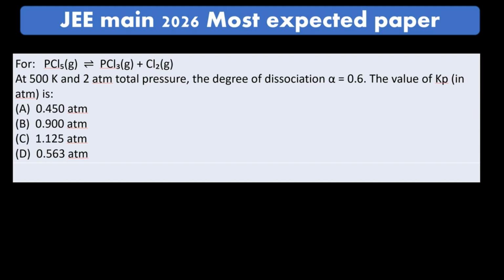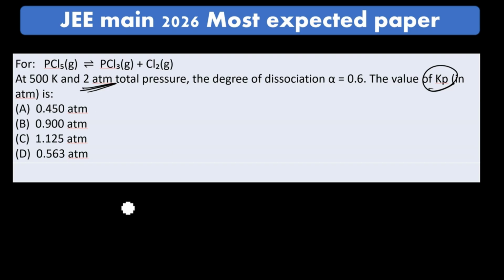PCl5 gives PCl3 and Cl2 at 500 Kelvin and 2 atm total pressure. The degree of dissociation alpha is equal to 0.6. Now we have to find the Kp value. They only gave you the total pressure, and they are asking you to find Kp. How do we go about this question?